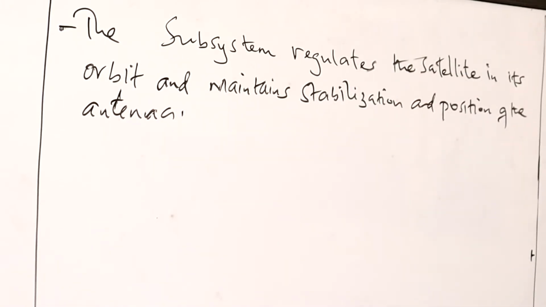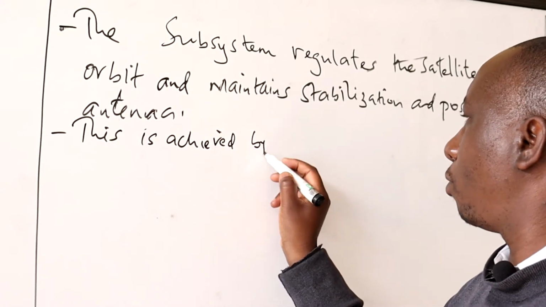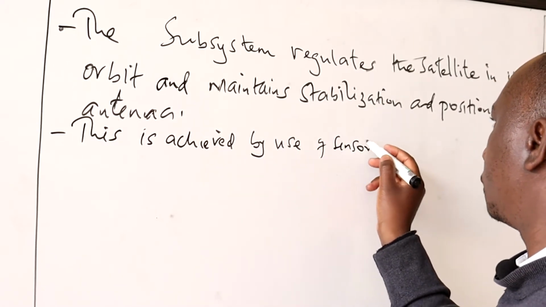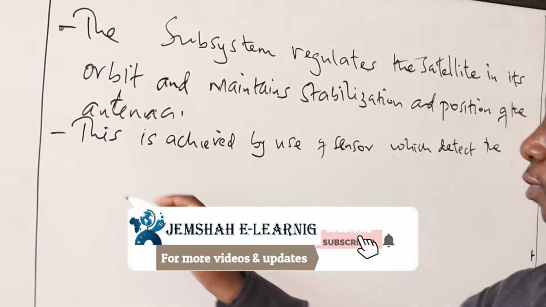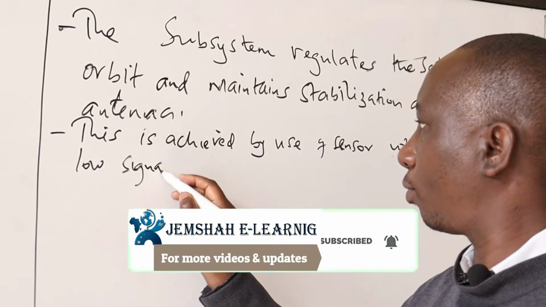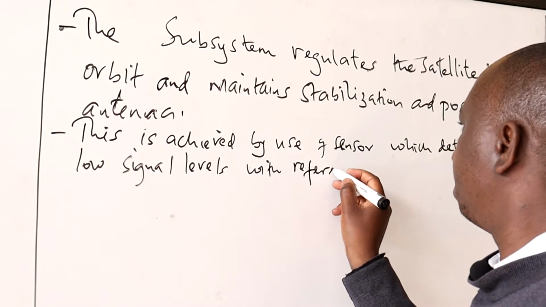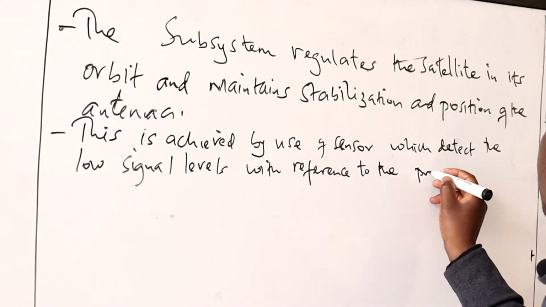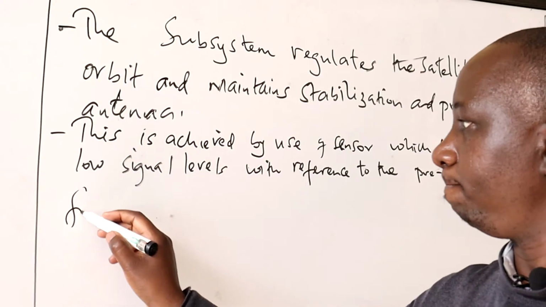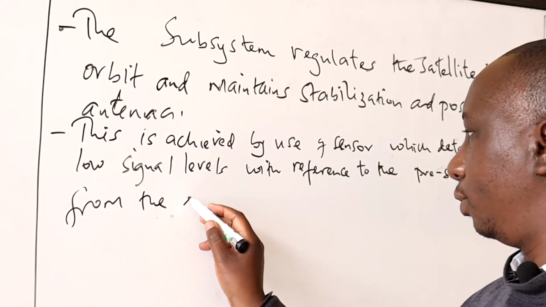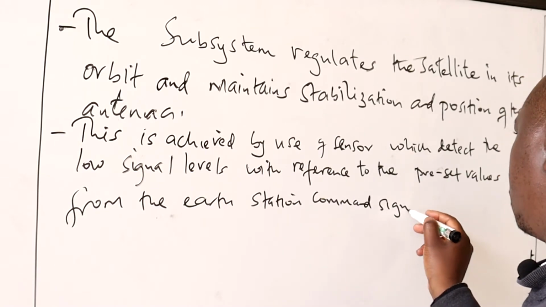Another thing is that we achieve this by use of sensors, which detect the low signal levels with reference to the preset values from the Earth station command signal.